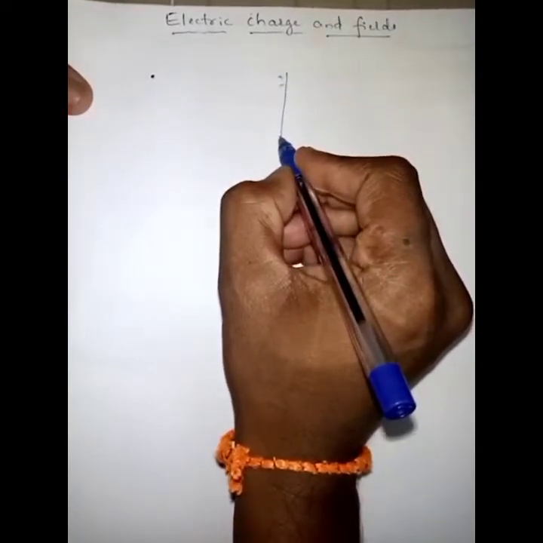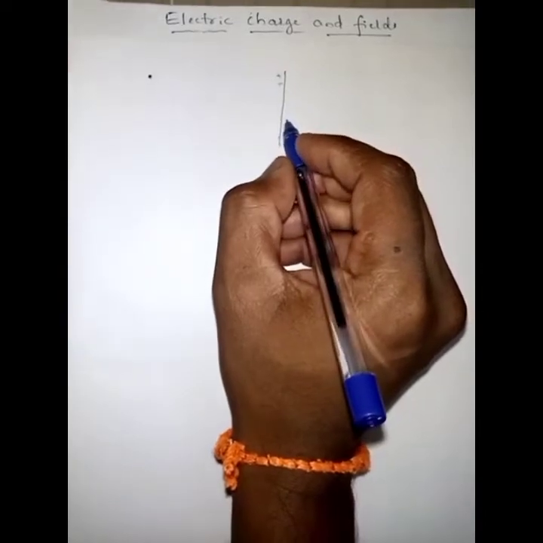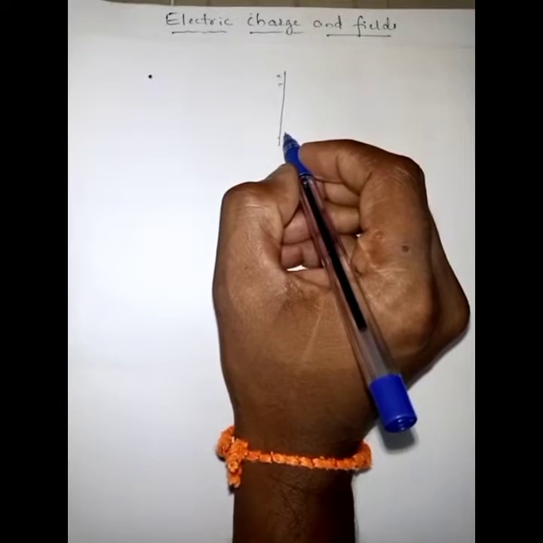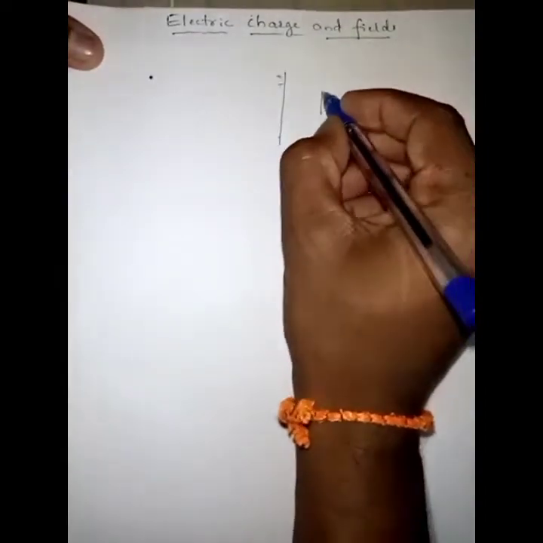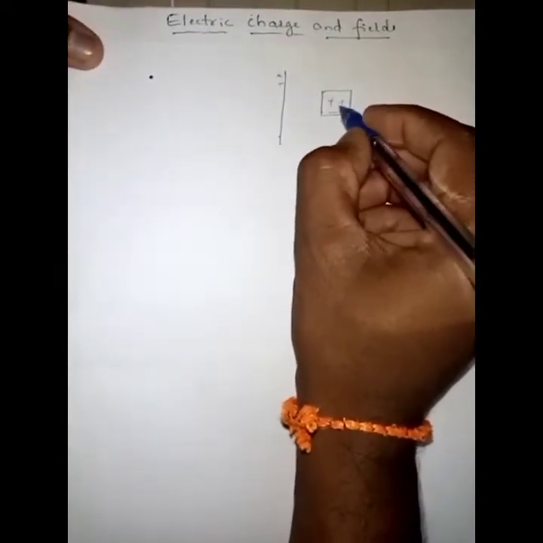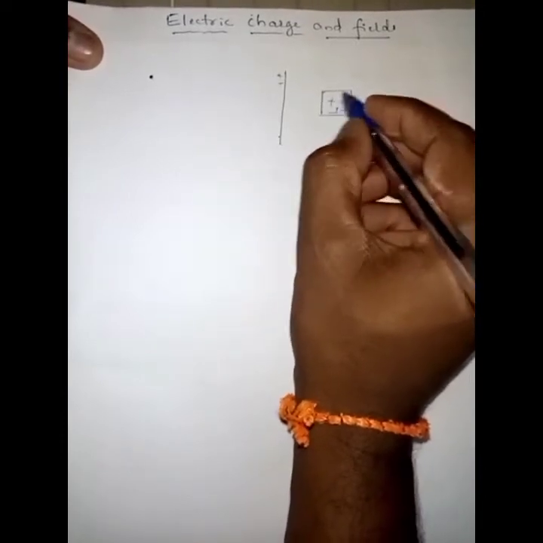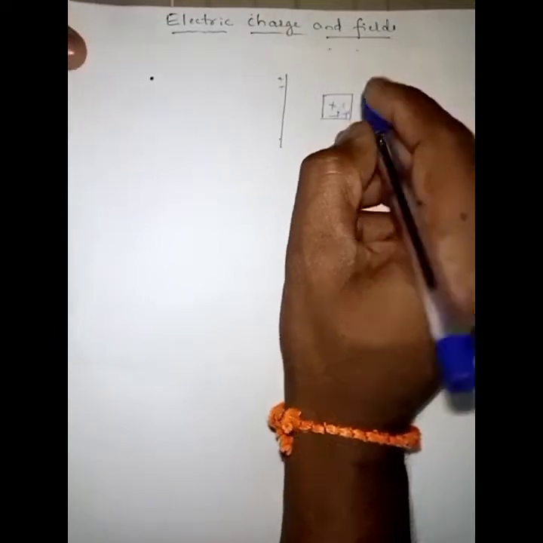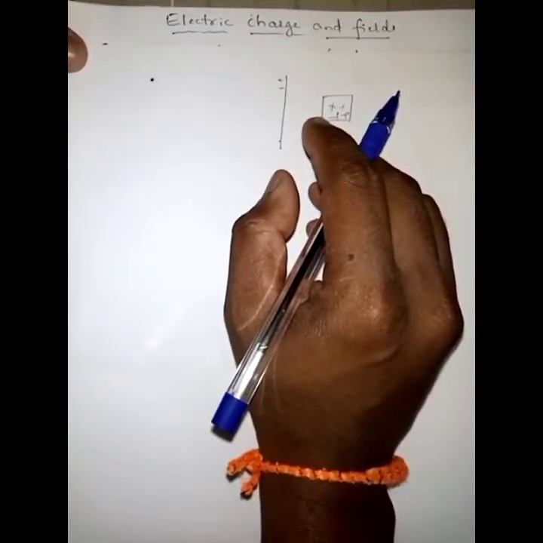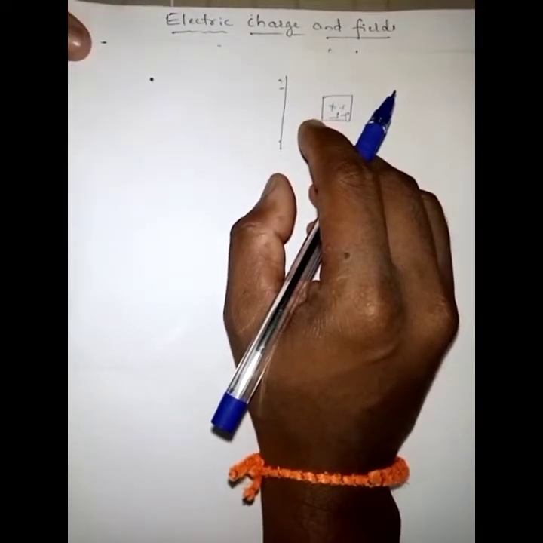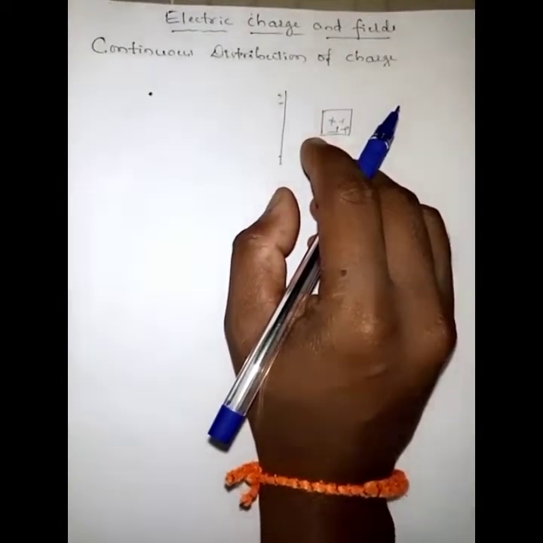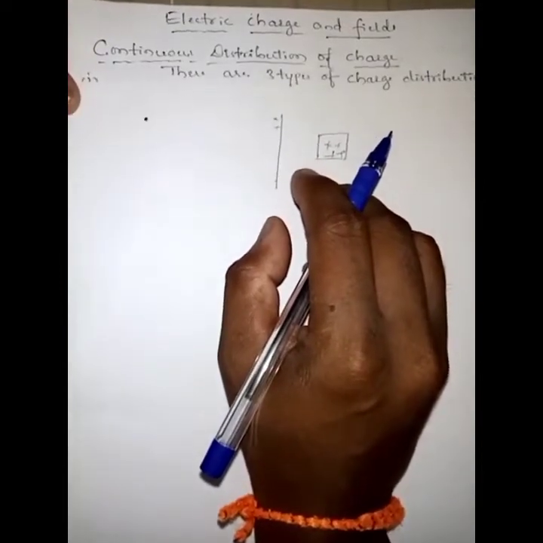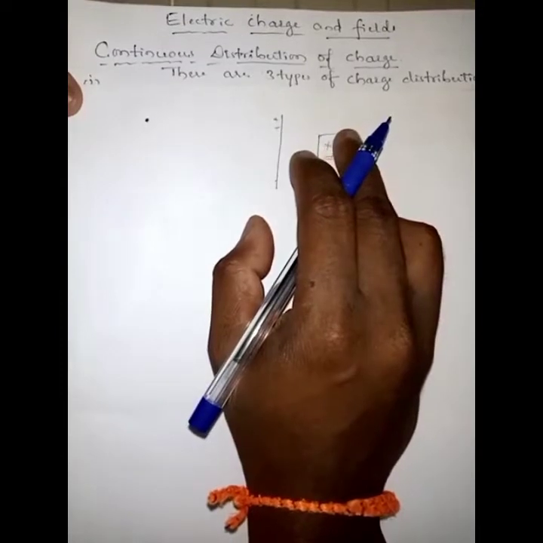It means the distribution of charge may be one dimension, two dimension, or three dimension. Two dimension means the charges are placed on a surface, which is considered surface charge density. That's why this distribution of charge is divided into three types: one dimension, two dimension, or three dimension. Therefore, there are three types of charge distribution.